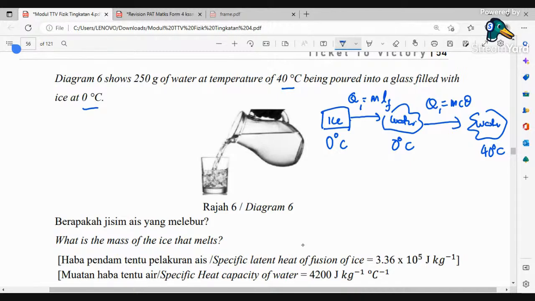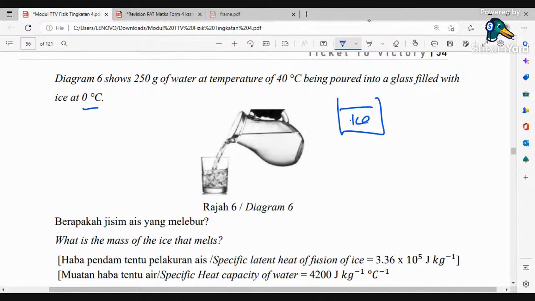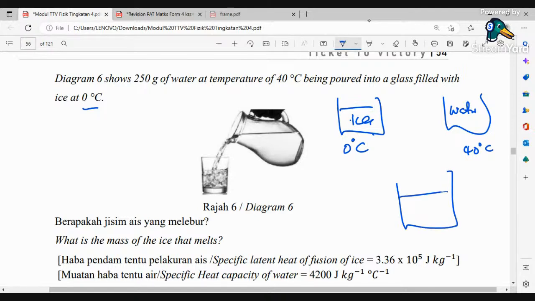Oh ya, saya nampak ini ada mistake sikit. Okay, we do it again. Sorry. Because the temperature of water is 40. So this is a mixture. Let's look. Alright, again. Ice at 0 degrees Celsius, water at 40 degrees Celsius. So water plus ice mixed. Okay, so the final temperature.